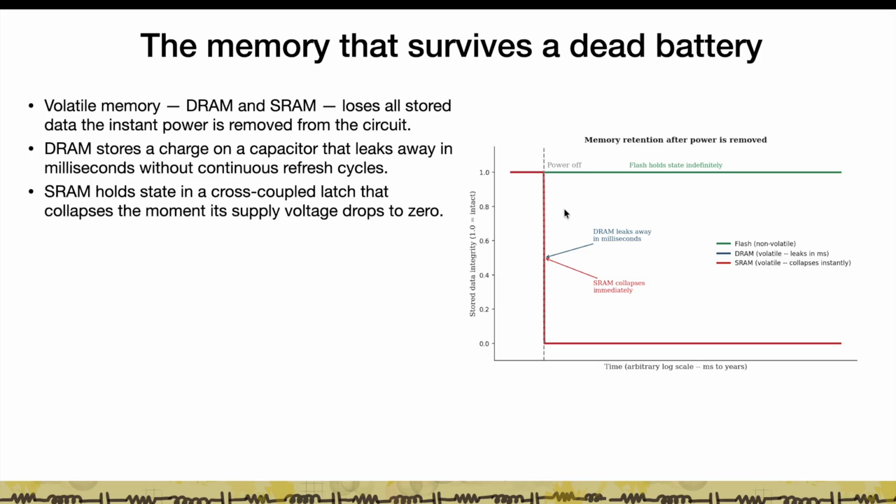Flash in green stays flat. It doesn't move. The charge is there an hour later, a month later, a decade later.